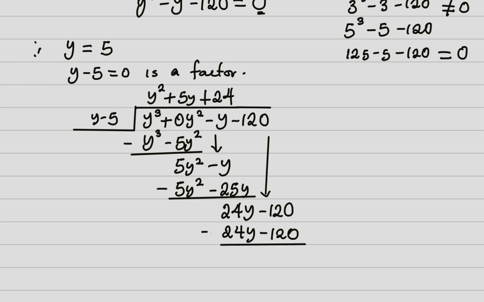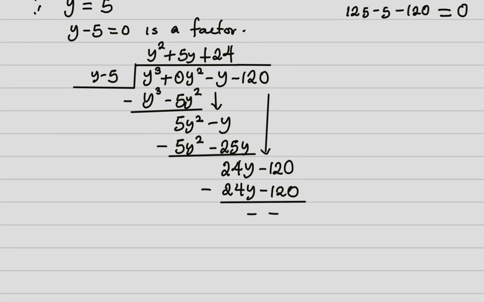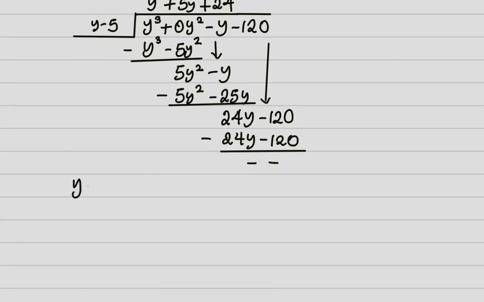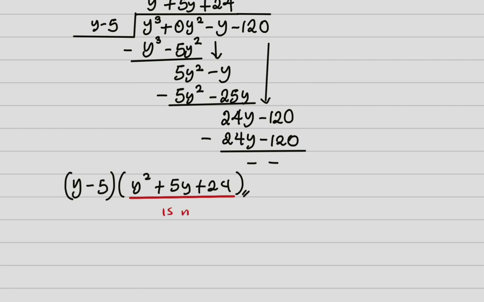Okay. Once I subtract, now I have y minus 5 as one of the factors. Then I have y squared plus 5y plus 24. All right. Now, but you see, I have to break down this particular quadratic equation. But from the look of it, this quadratic equation is not factorizable.